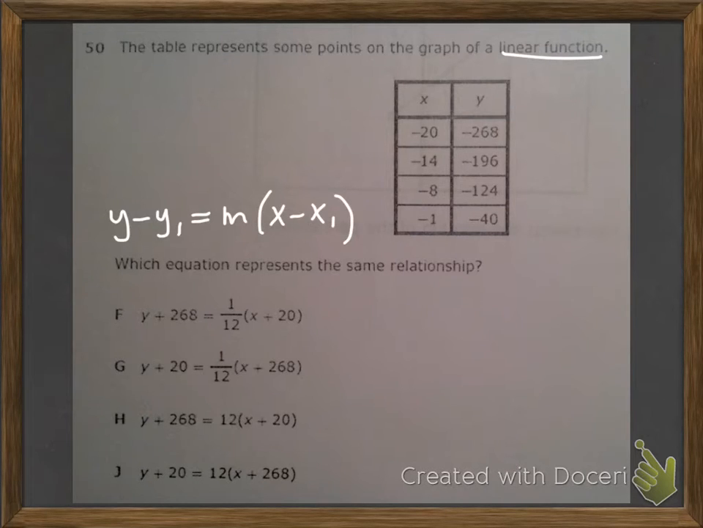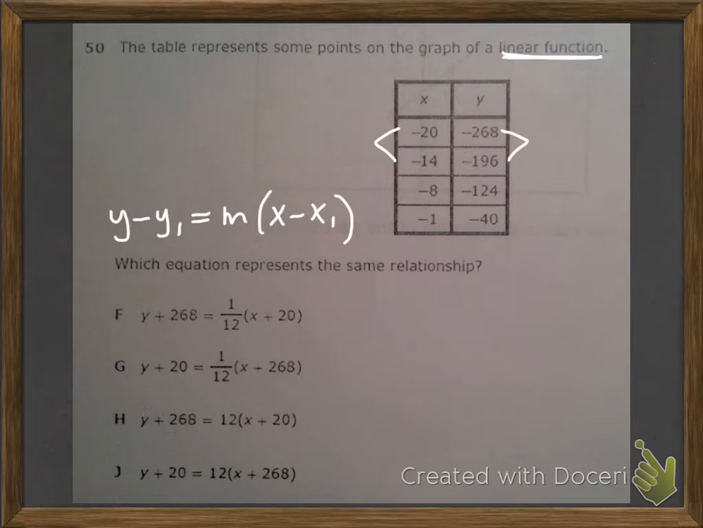Let's take a look at our table first. The first thing we'll need to do is figure out our slope. Because it's a linear function, I can choose any 2 points from my table and I should get the same slope, so it doesn't matter which ones I choose. I think I'll just choose the first 2. So I'm looking for the change in y on the right and the change in x on the left.